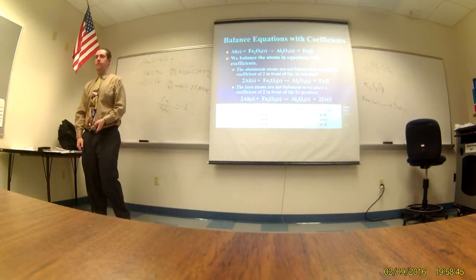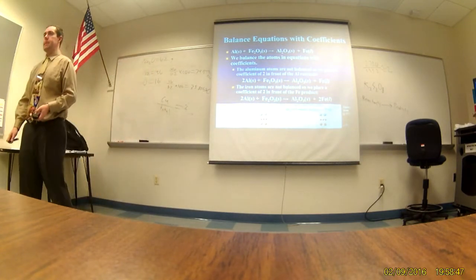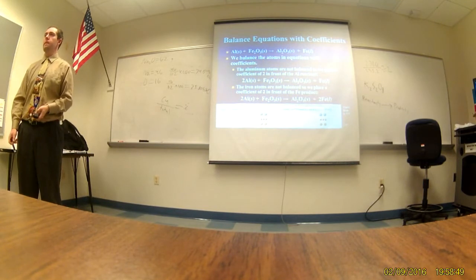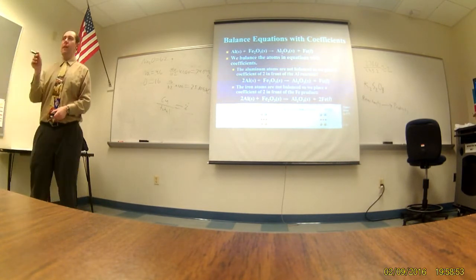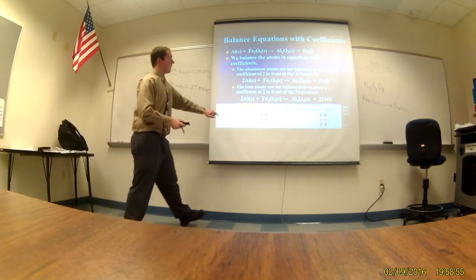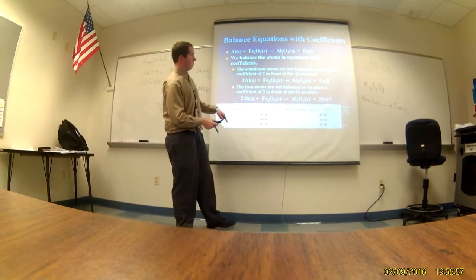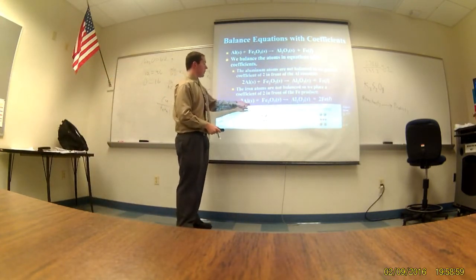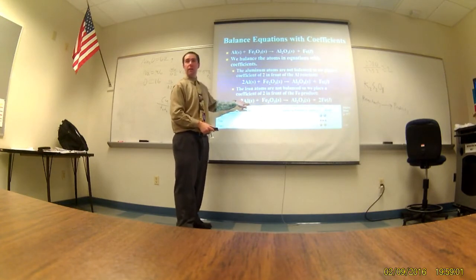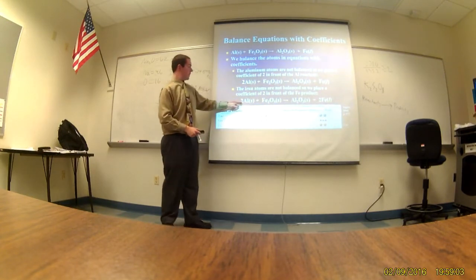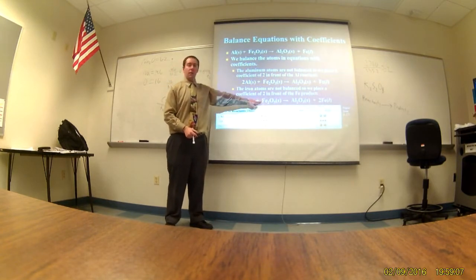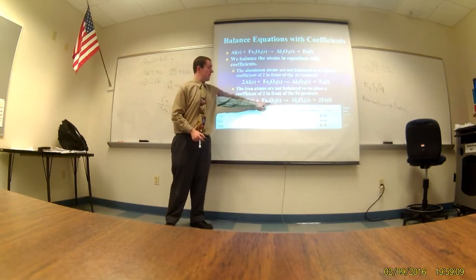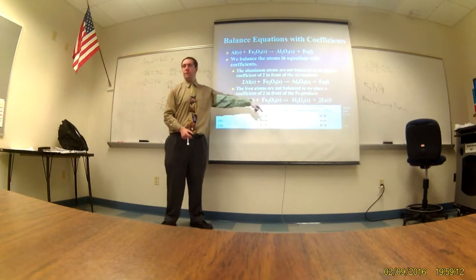Even though we're not allowed to change subscripts, that coefficient represents a subscript in its own way. It represents a multiplication factor for the subscripts. There is a subscript 1 there, right? We just don't write it. So if we're counting the number of aluminums, it's 2 times 1 is 2. If we put a 2 here, we would have 4 irons and 6 oxygens.